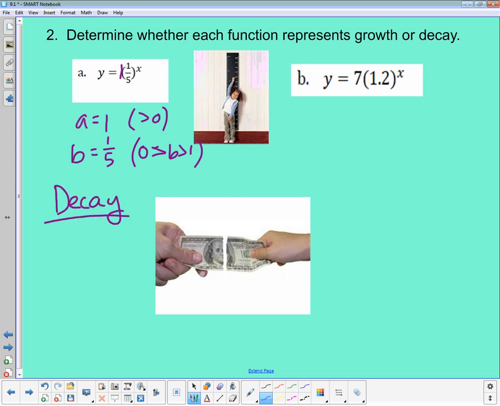Okay. In part B, my a value is equal to 7, which is greater than 0, so I'm okay there. But now my b value is equal to 1.2. Again, b is that thing that's raised to the x power. 1.2 is greater than 1. Since 1.2 is greater than 1, we're looking at exponential growth here.